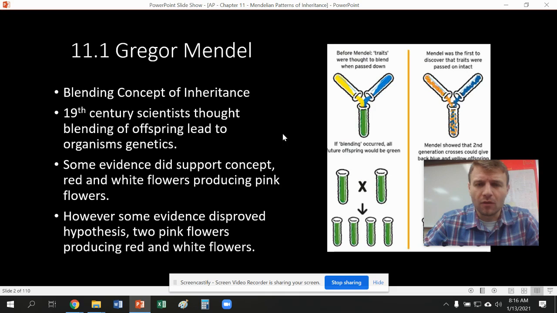Okay, so Mendel here. Before Mendel, we thought that the blending hypothesis, that traits blended. You can see here this yellow and the blue. In this case, when they blend, they're going to create green. Now, we do have some evidence that supports this, but again, we're going to see it's actually incorrect. The blending hypothesis was disproven by Mendel back in the 19th century.